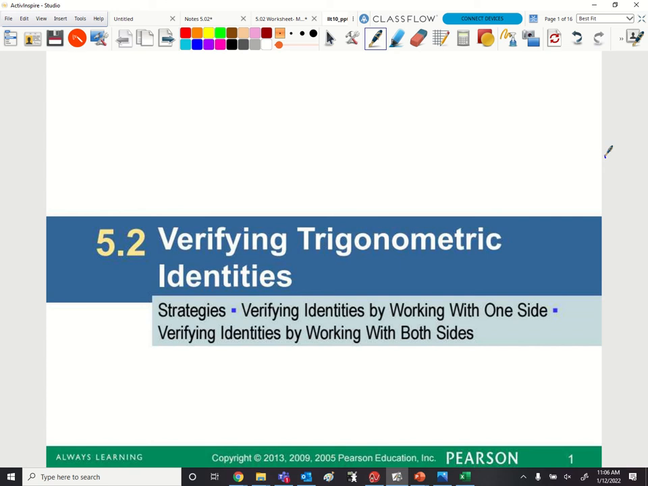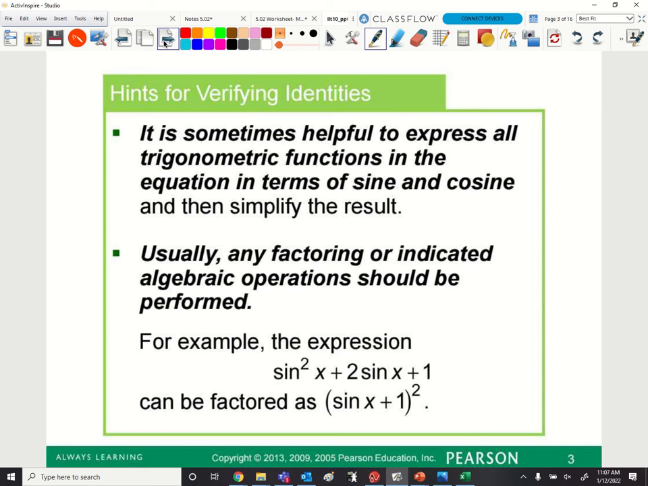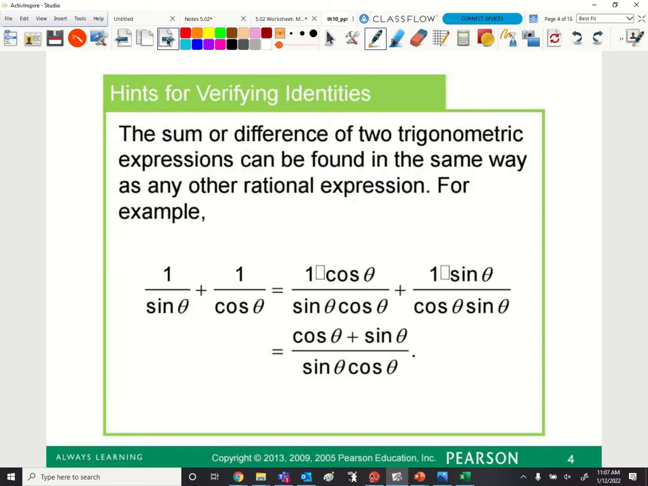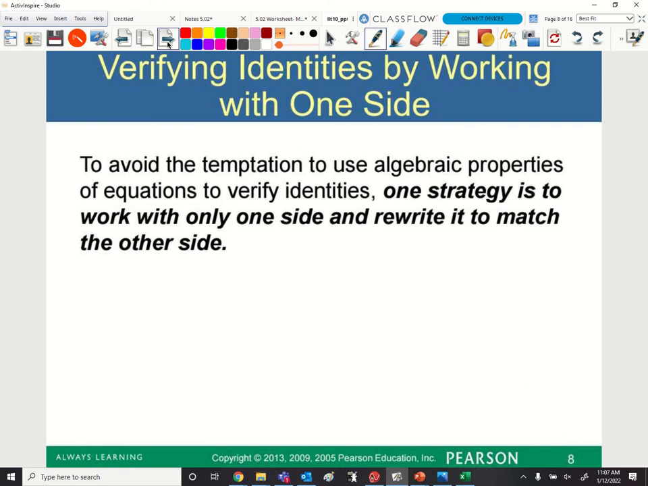So when I say you need to make sure you write down different steps, it's because these are the tools that you're going to use to try to make these work. All right. There's only one thing you're getting out of this. You're going to rewrite the more complicated side. Okay? That's the part you're going to have to get out of this. And it's going to make sense when we actually get to one of the problems.